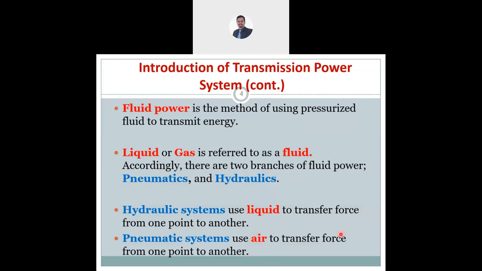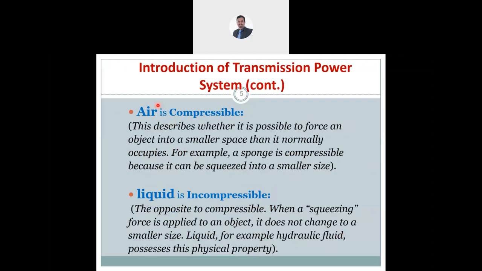Okay, the system uses air, and air is compressible. You can read here: the sponge is compressible and can be squeezed into a smaller size. Similarly, air is made of particles, like the movement of particles in a bottle. If you fill it with air, you can compress as much as you can. So air is compressible, but liquid is incompressible. If you do compress it, it is only a little, so we consider liquid not compressible.